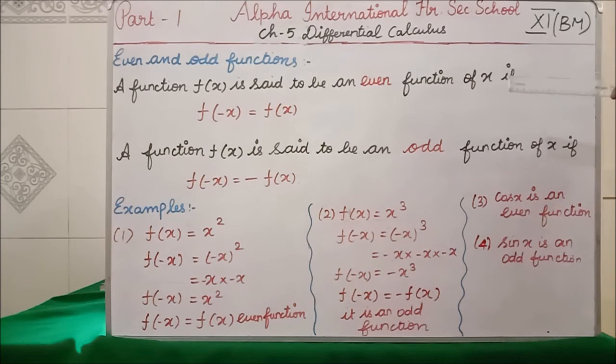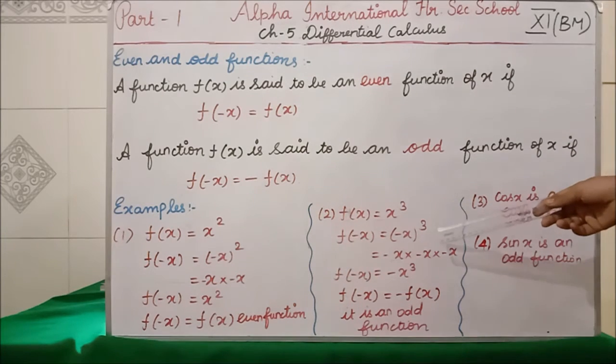If, when you substitute minus x, you get the same f of x, it is an even function. When you substitute minus x and you get minus f of x, it is an odd function. Clear? Now see the odd function example.